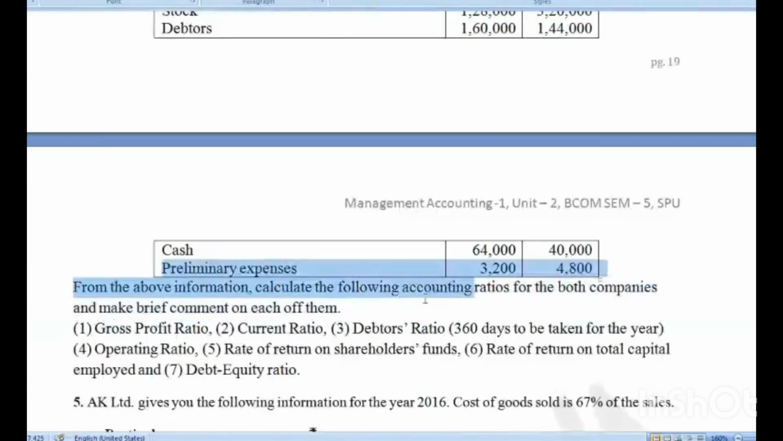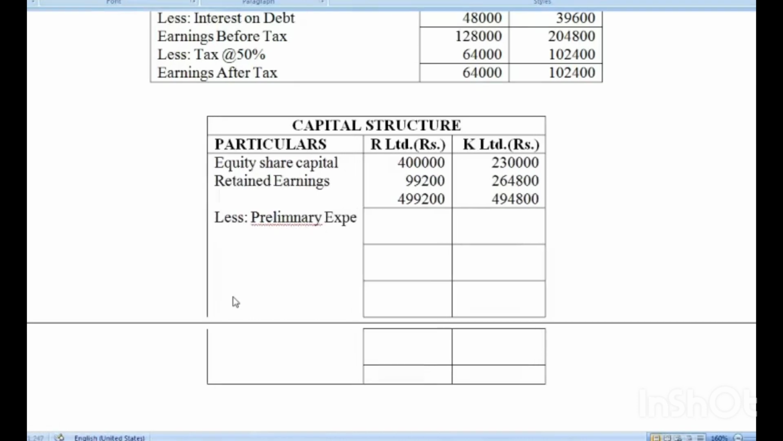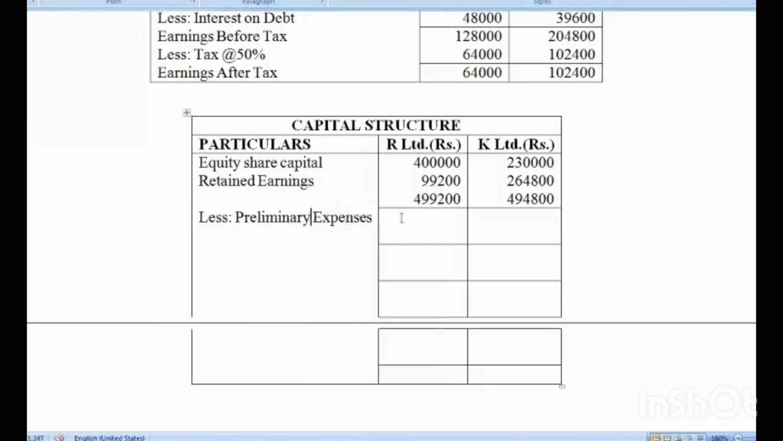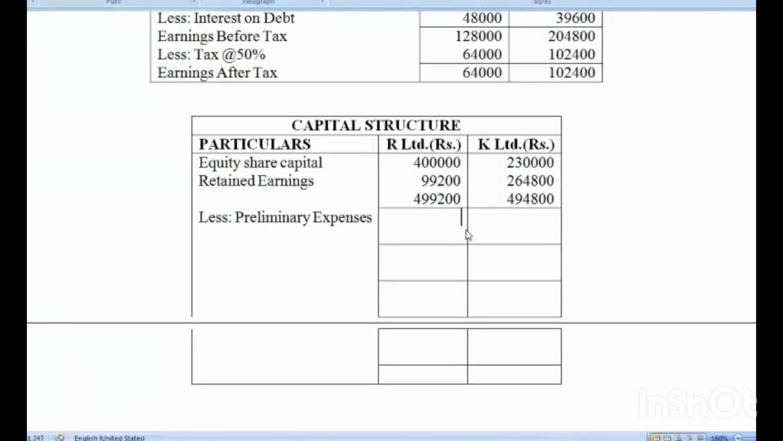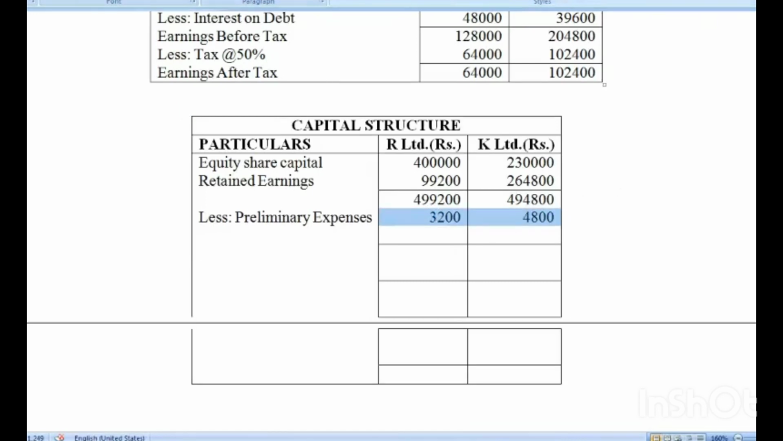That is preliminary expenses. So less preliminary expenses. How much? In case of R Limited, it is 3,200, and 4,800 in K. Okay. So what is your answer? Sir, 4,96,000 for K Limited. Just a minute.